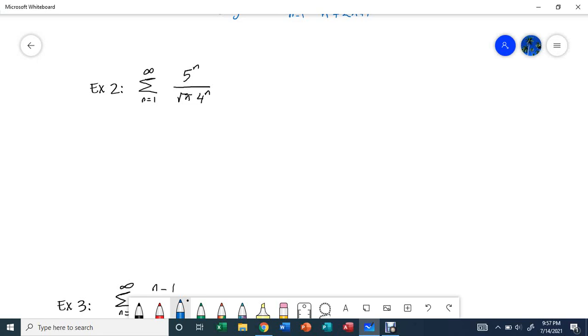So if you graph the function 5 to the n over square root of n times 4 to the n, and the function 1 over square root of n, you're gonna notice they behave the same way as n gets very large. So I'm gonna let b_n equal 1 over square root of n.